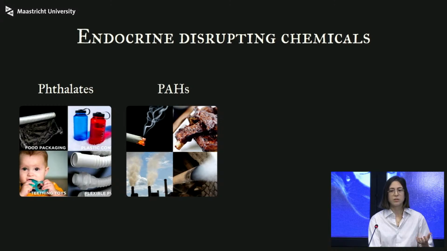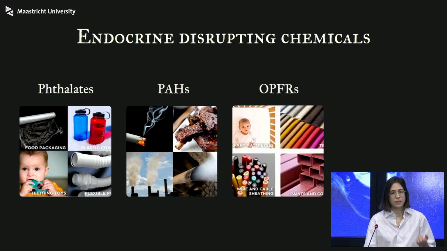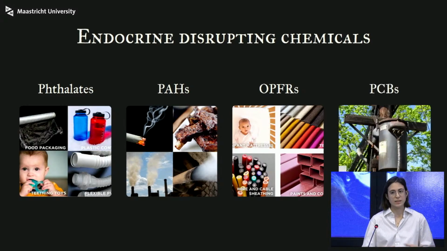The second category is called PAH, or polycyclic aromatic hydrocarbons, which are generated by the incomplete combustion of organic material. The third class is the organophosphate flame retardants, or OPFR for short, which are added to common household products to make them fireproof. The last is the PCB.